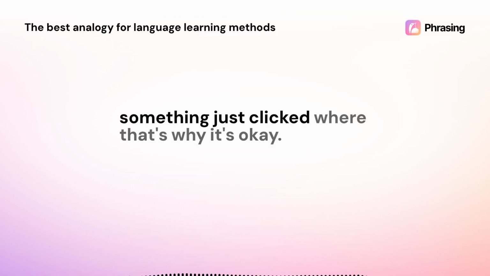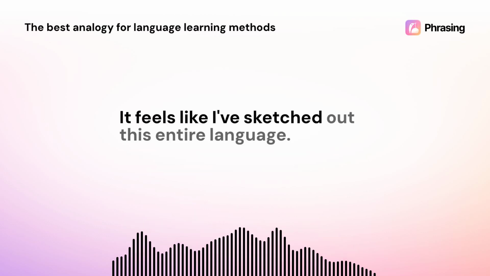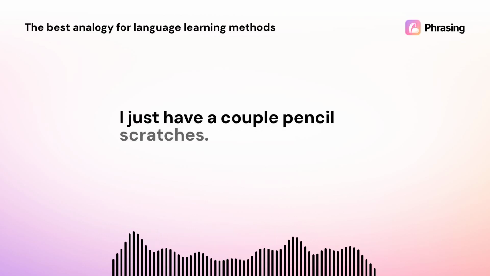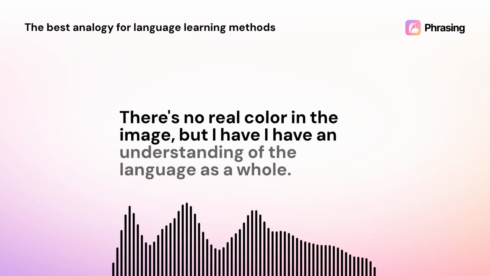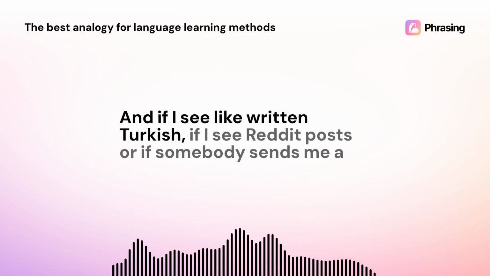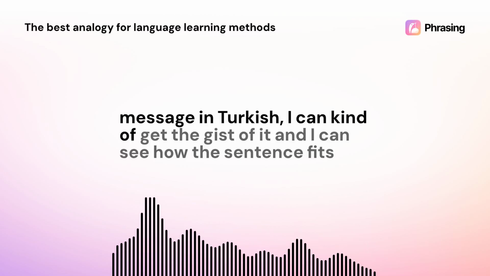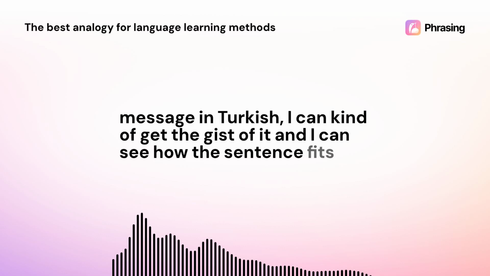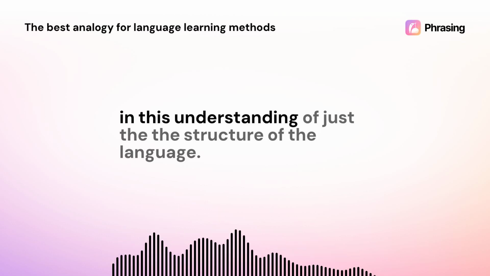That's why it's okay. That's how it feels. It feels like I've sketched out this entire language. I just have a couple of pencil scratches. They're all very loose. There's no real color in the image, but I have an understanding of the language as a whole. And if I see written Turkish, Reddit posts, or if somebody sends me a message in Turkish, I can kind of get the gist of it and I can see how the sentence fits together. I know which parts are the verbs and which parts are the nouns and the adjectives and the objects, and this understanding of just the structure of the language.